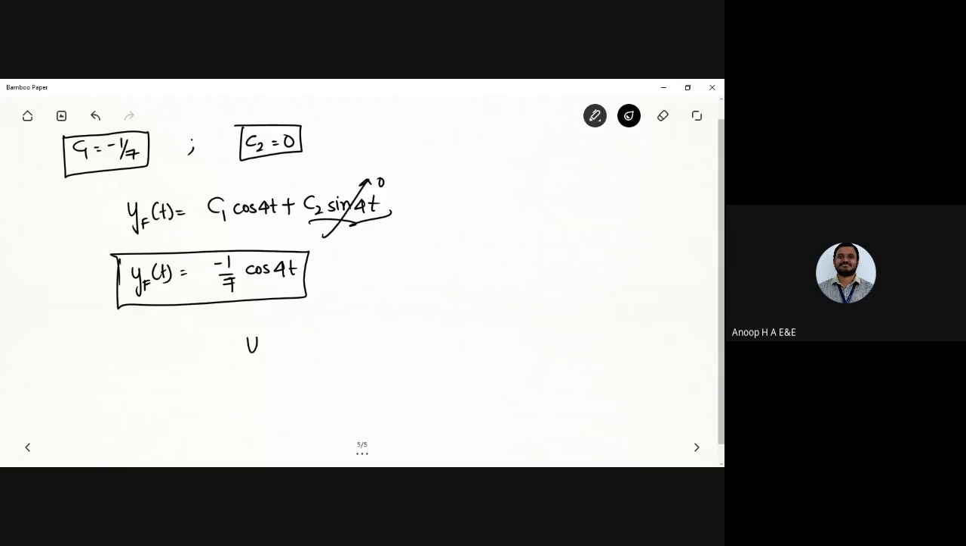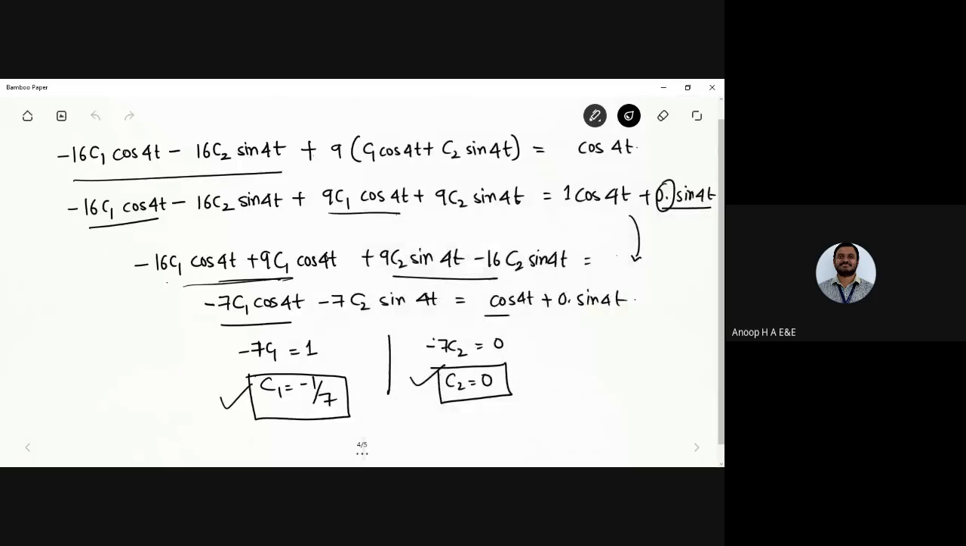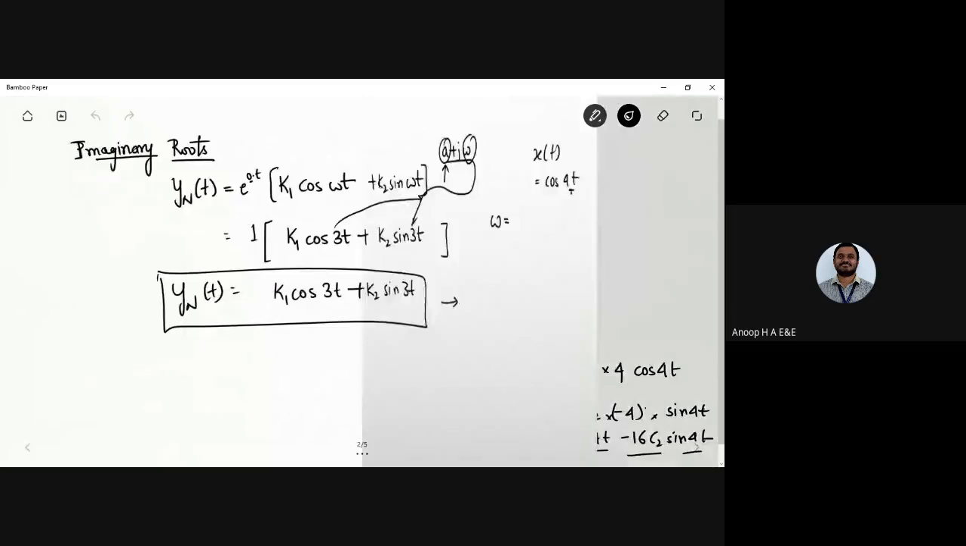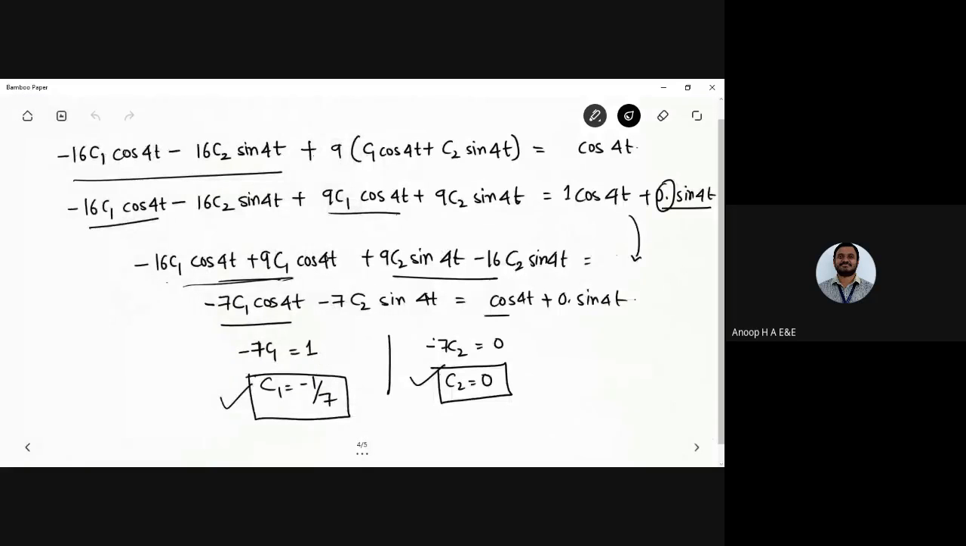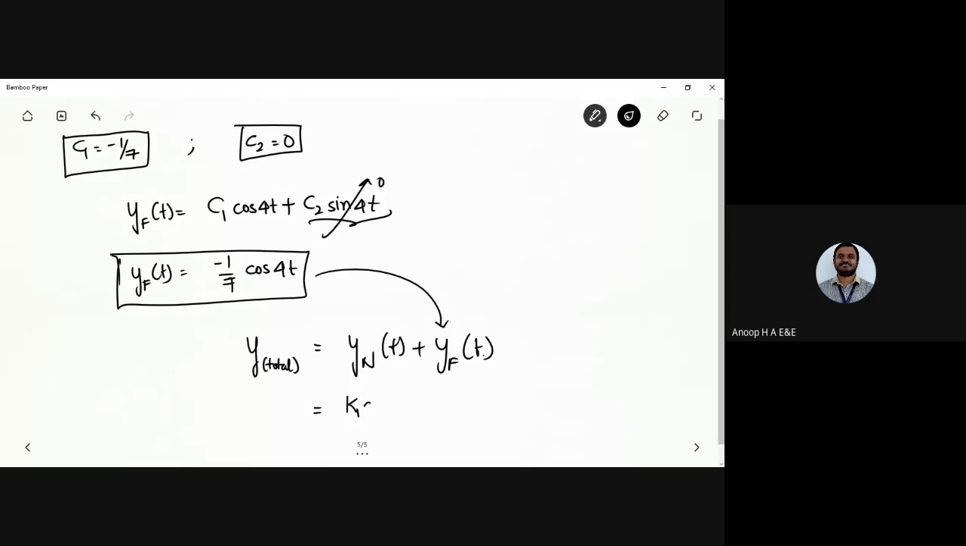So how are we going to calculate the total response given the natural response and forced response? yn of t plus yf of t. Now I have this forced response given here, so I need to know what the natural response is. Let me go back there. What's the natural response of a system? That is k1 cos 3t plus k2 sin 3t.